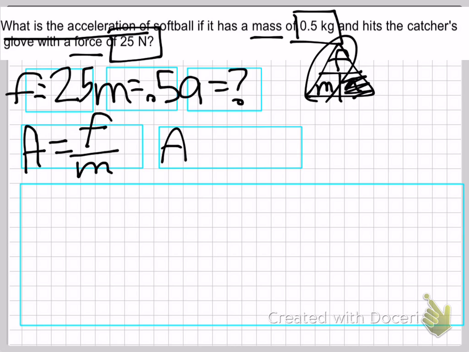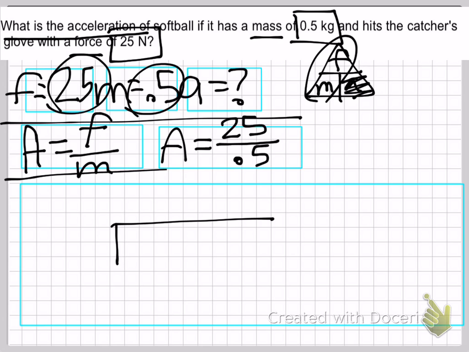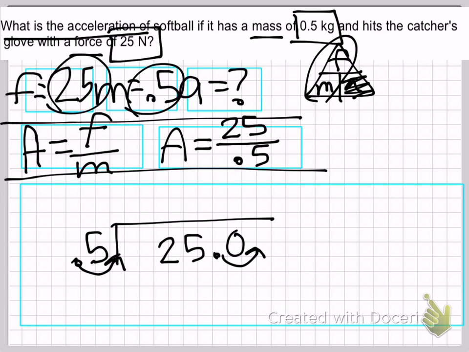Now we plug it in. Acceleration equals force, which is 25, over mass, which is 0.5. All right, now it's time for our C step. K was to find what we know, F was to find the formula, and C is to calculate. 25 goes in the house, and 0.5 goes outside of the house. But remember, this is difficult to deal with. Move that decimal place over. And if it moves over here, it needs to go straight up onto the roof of the house so that you don't mess that up.